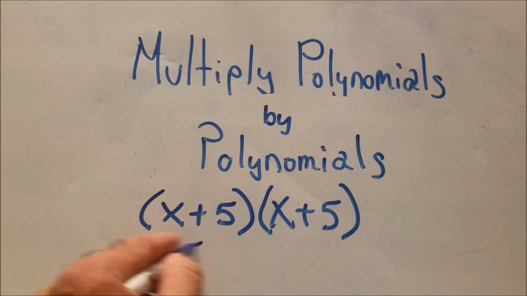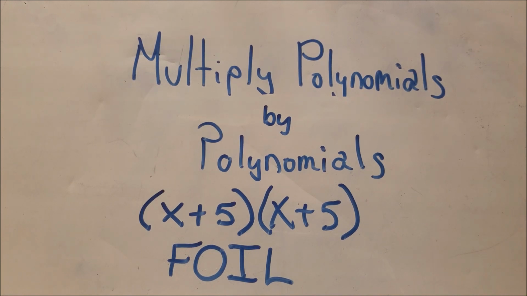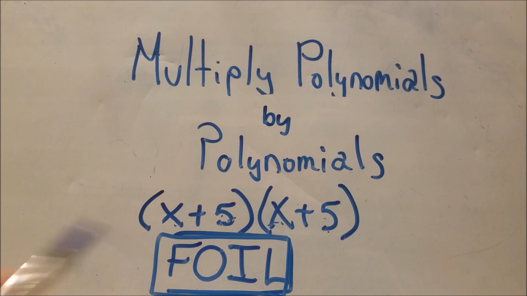So we're going to use an acronym here. It's called FOIL. And it means first, outside, inside, last. So when you're looking at the two binomials, here's the first term, and here's the first term. This is the outside term also, and this is the outside term. And these two are the inside terms. And then this term and that term will be the last terms. Well, let me just show you how it's done. And once you see it, it usually sticks with you.